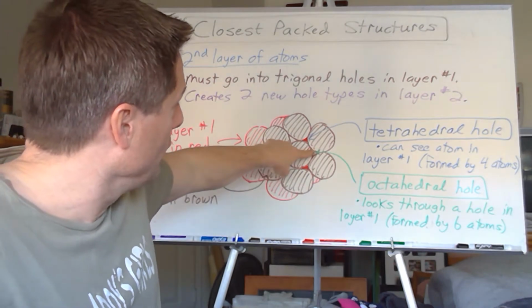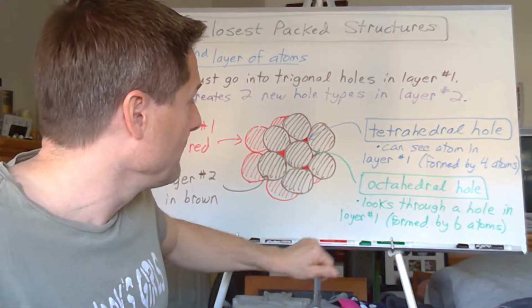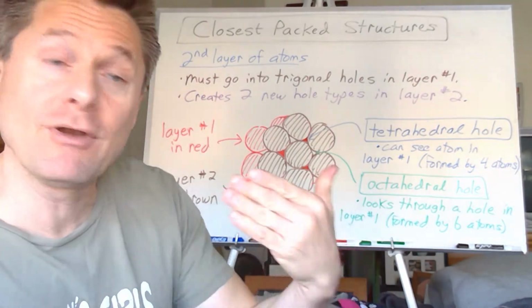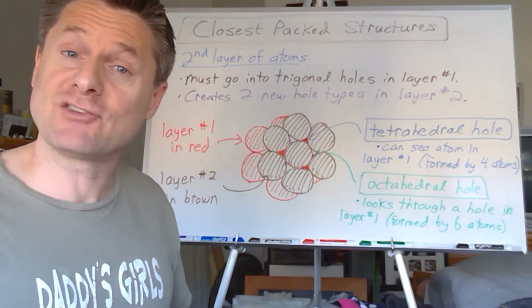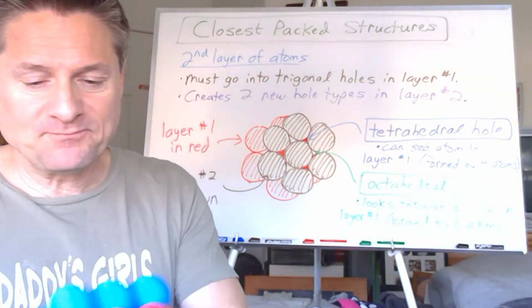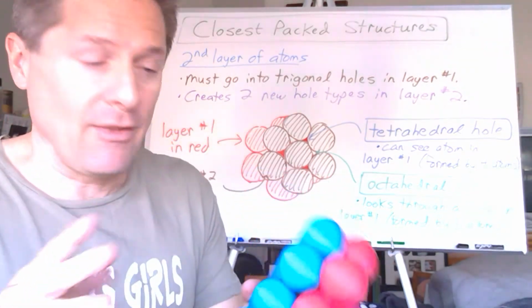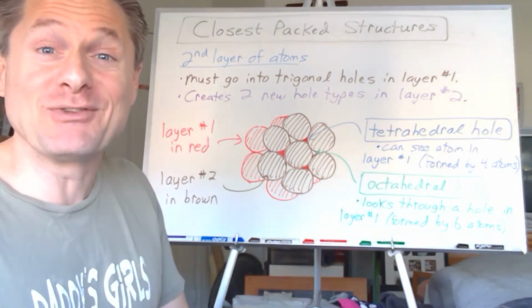So that looks through the holes in layer number 1. So there, and there. Those are octahedral holes formed by 6 atoms. If the third layer goes into the octahedral holes, we get a different type of closest packed structure. Good luck doing that, right? So I will do that on the next board. And again, good luck trying to draw that on a 2-dimensional surface. It's insane.